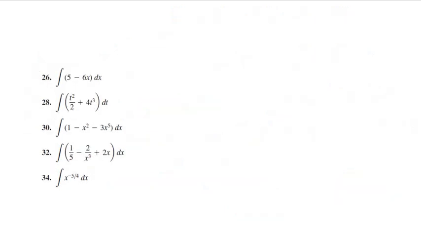So integration of this, let me write this again, integrate 5 minus 6x dx. So this is equal to, this does not have an x, so x to the power 0, and when you add and divide it by the power, you get 5x divided by 1 minus 6x, x to the power 2, so 6x squared divided by 2 plus c. So this is 3.